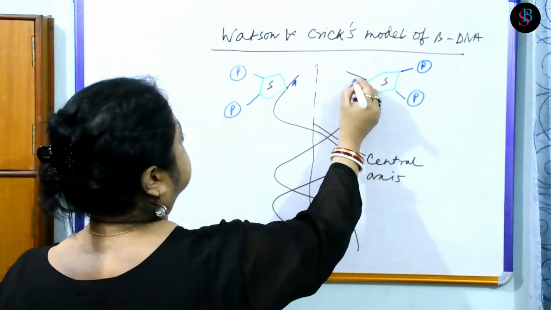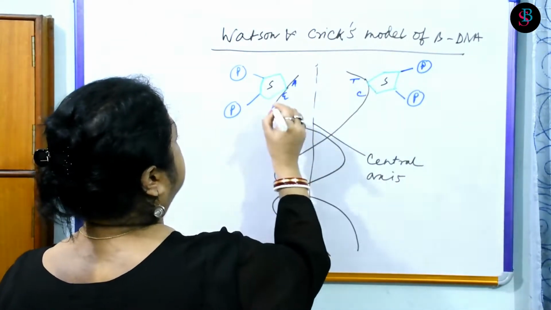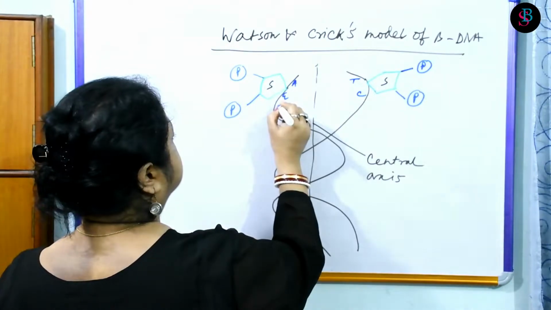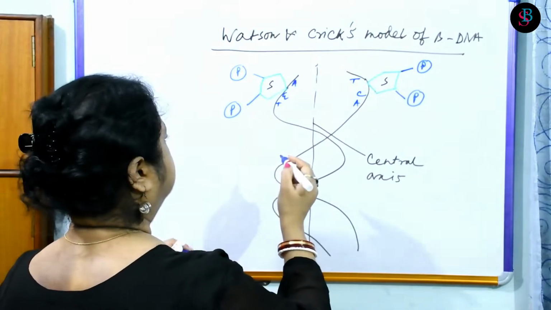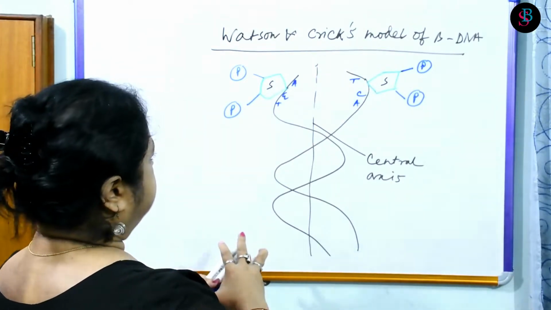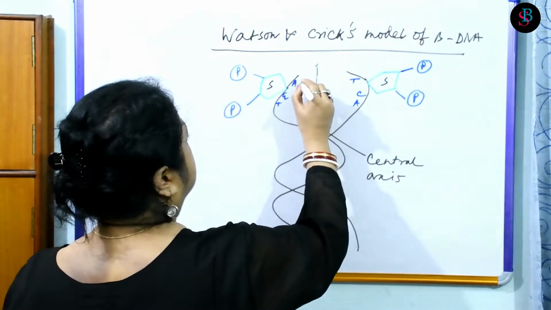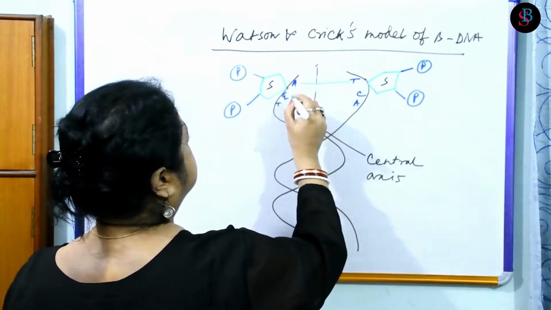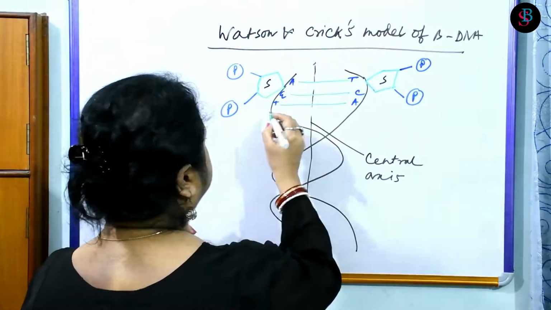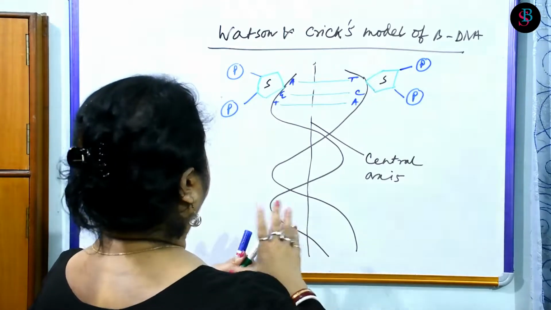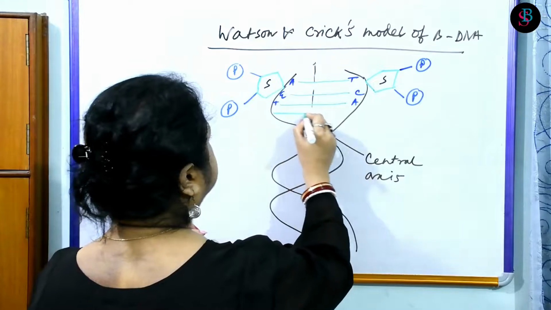A, T, G, C, T, A, in this manner. They are linked with each other by hydrogen bonds. Adenine is attached with thymine. In between this, there are 5 base pairs.